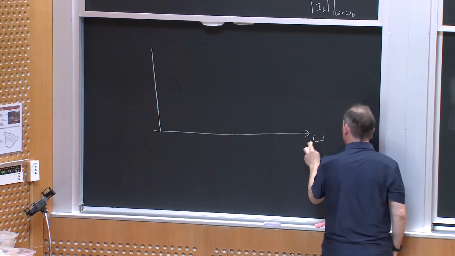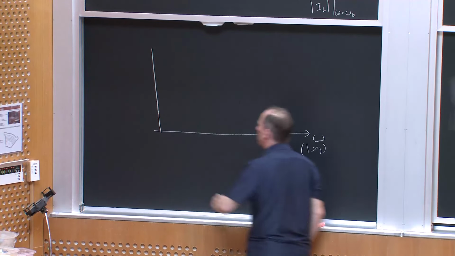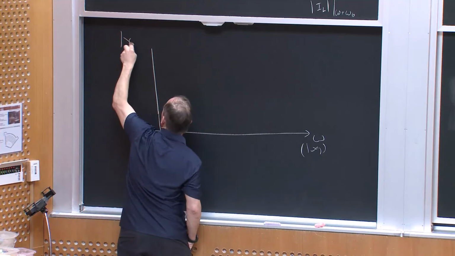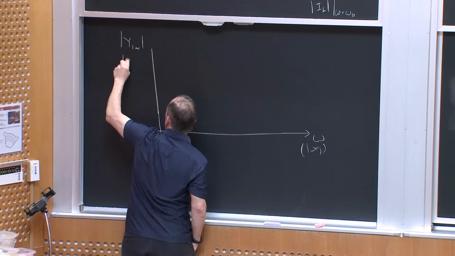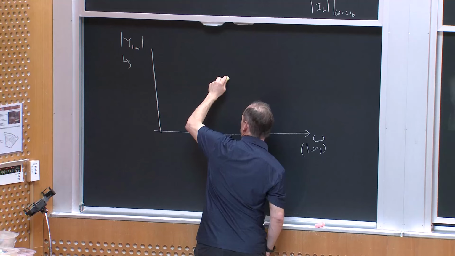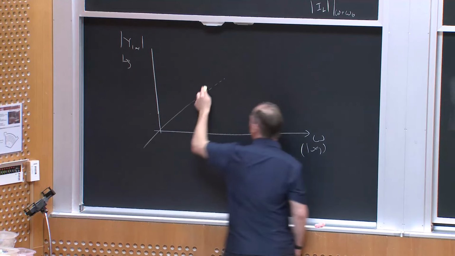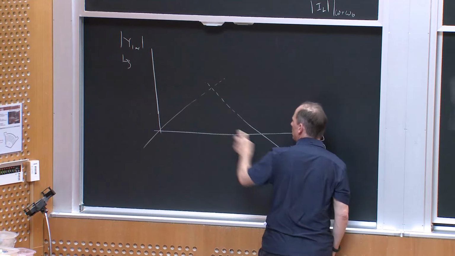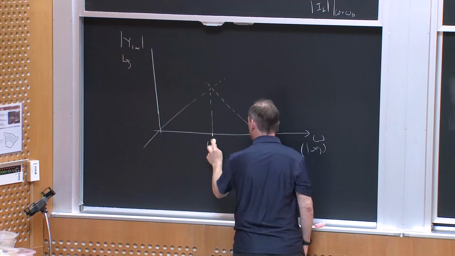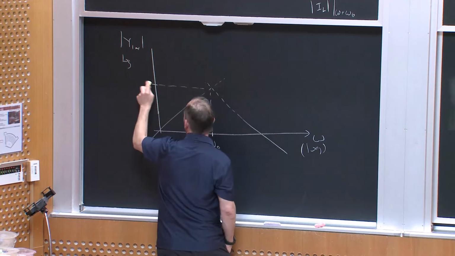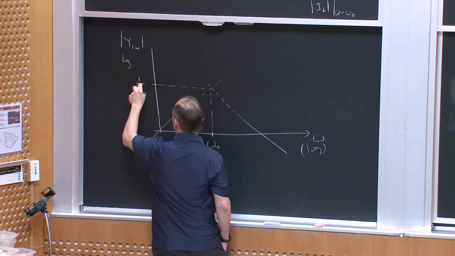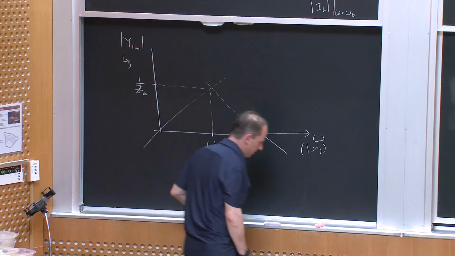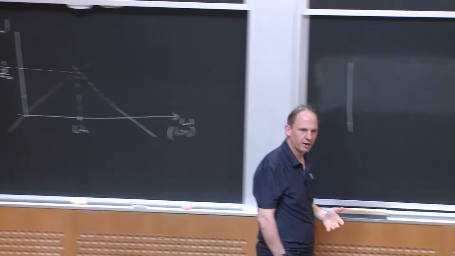So this is omega on a log scale. This is the magnitude of Yn on a log scale, right? And here are my asymptotes. This is omega naught. This is 1 over Z naught. Okay. And what is this going to look like across frequency?